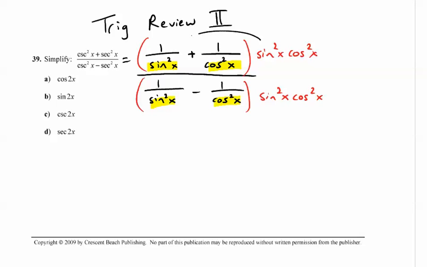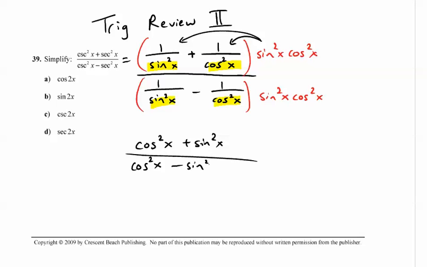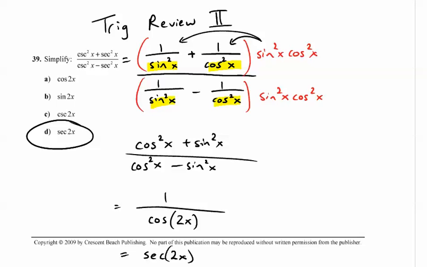So when we expand that through, the first term becomes cos squared x, the second term becomes sine squared x, and on the bottom we also have similarly cos squared x minus sine squared x. Now cos squared plus sine squared is 1, cos squared minus sine squared is cos 2x. So 1 over cosine is the same as secant. So that answer is D.